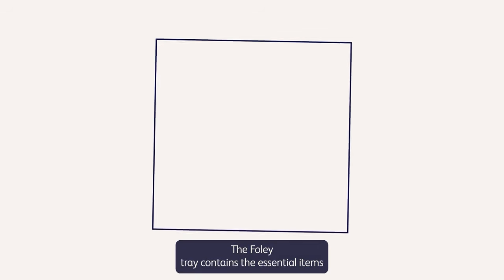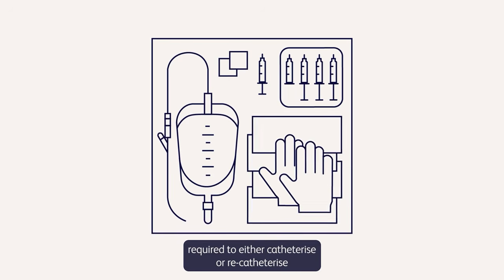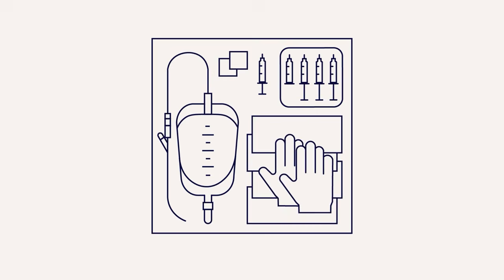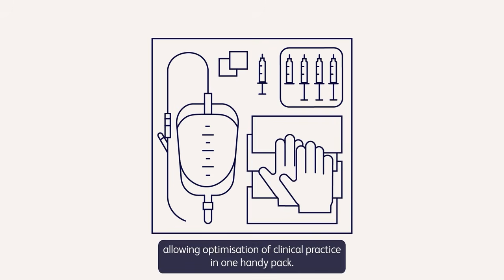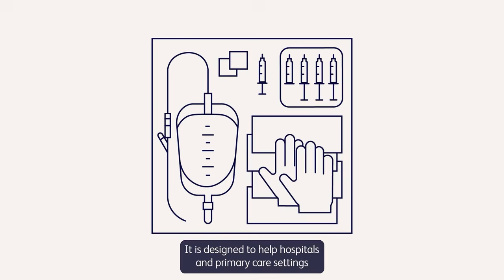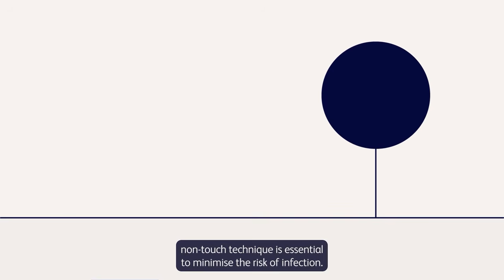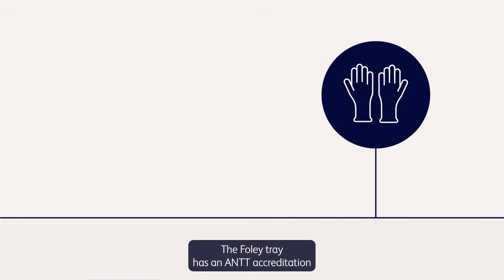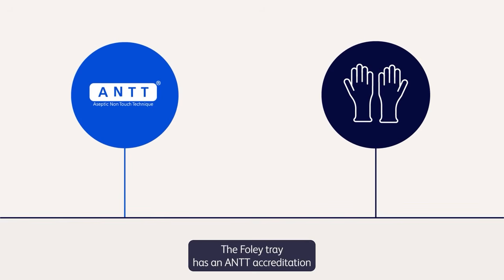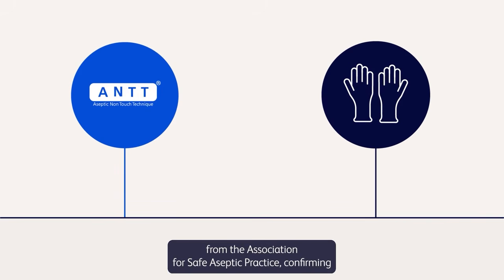The Foley tray contains the essential items required to either catheterize or recatheterize, allowing optimization of clinical practice in one handy pack. It is designed to help hospitals and primary care settings standardize practice within their own guidelines. When performing a urethral catheterization, an aseptic non-touch technique is essential to minimize the risk of infection. The Foley tray has an ANTT accreditation from the Association for Safe Aseptic Practice, confirming that the tray supports the correct technique to deliver ANTT.